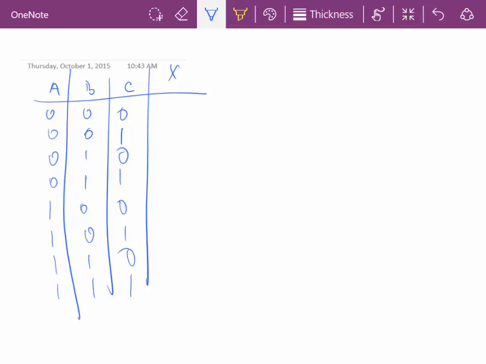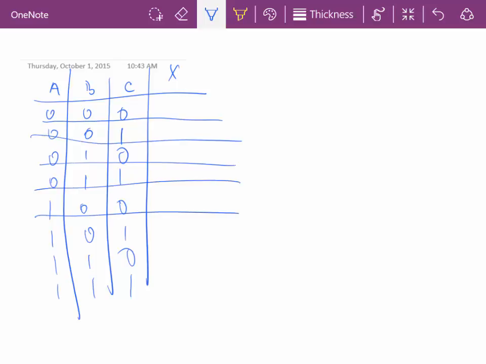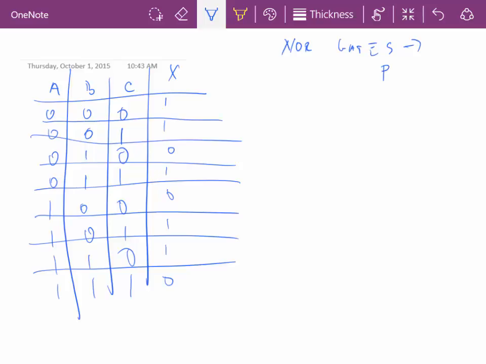Okay, right here. So this is our table, and I'm just going to fill in 1 1 0 1 0 1 1 0. In this particular case, if I'm going to use NOR gates, that means I want my function in a product of sums, right? The product of sums. I want it in this configuration.